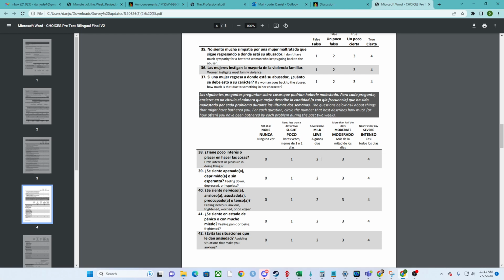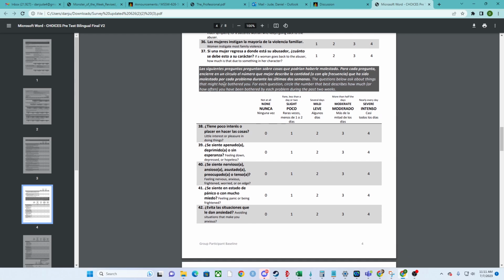So, moving forward with this, the questions below ask about things that might have bothered you. For each question, circle the number that best describes how much or how often you have been bothered by each problem during the past 2 weeks. Little interest or pleasure in doing things: rarely, several days, more than half the days, nearly every day. Then severe bother, moderate bother, mild bother, slight bother. Again, the questions below ask how much these might have bothered you, so how much you've been bothered by each problem.